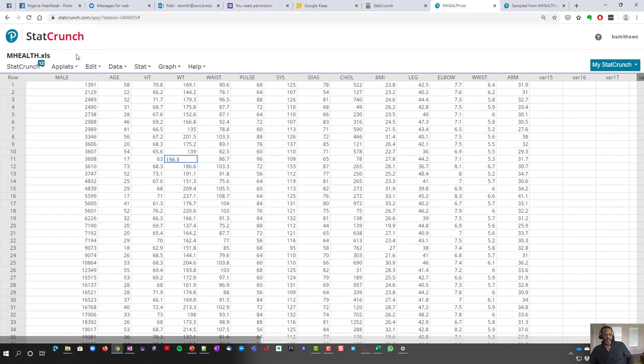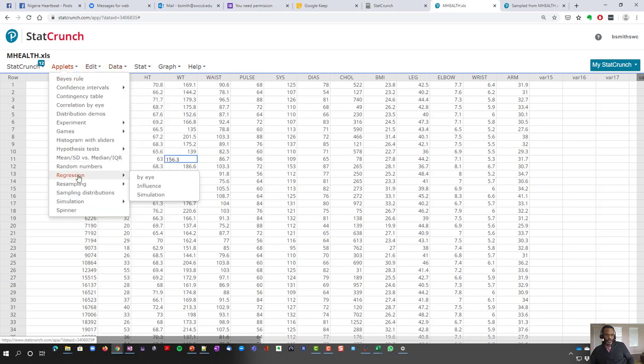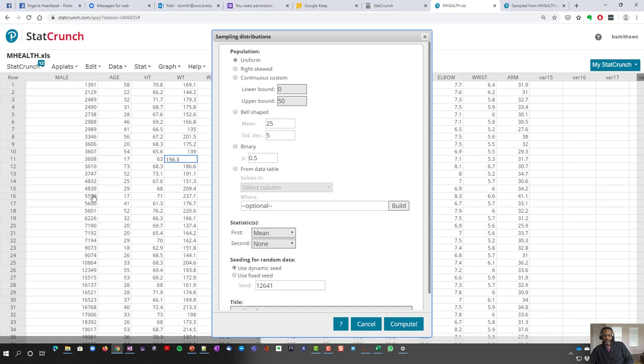So StatCrunch helps us simulate some of the properties of the central limit theorem. If we go into it, under applets, and we choose sampling distributions, we can simulate some of the same effects. So whether our initial population is uniform, skewed, or continuous, the central limit theorem says that we know something about what the distribution of the samples is.